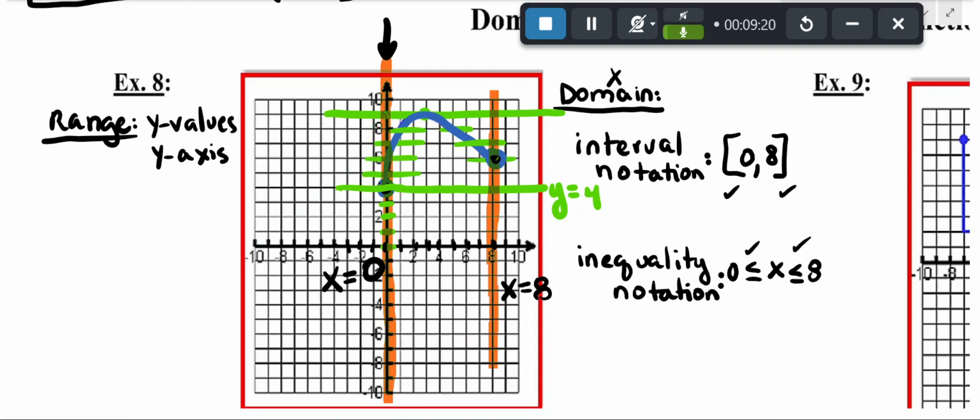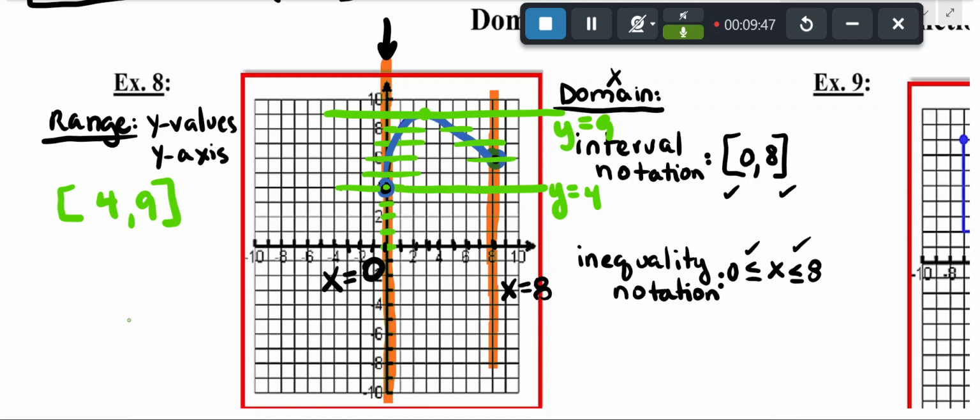And what's the value of y there? So we just keep counting. 4, 5, 6, 7, 8, 9. Y equals 9. So the outputs of this function lie between y equals 4 and y equals 9. And we write this like this: 4, 9. You always start with a smaller number. That's why 4 goes first.